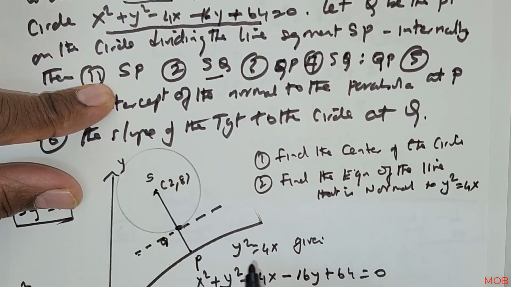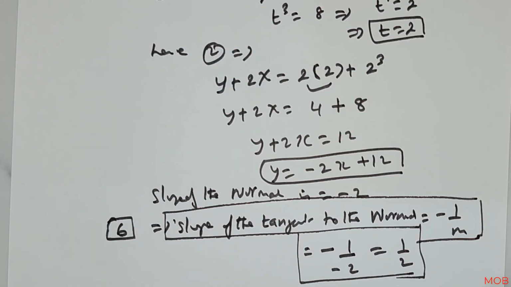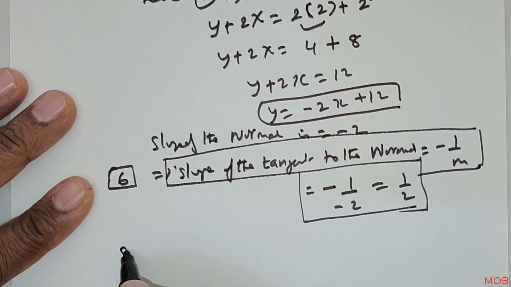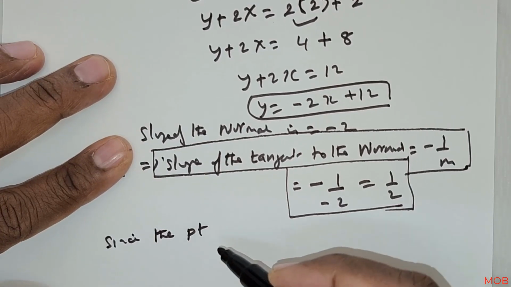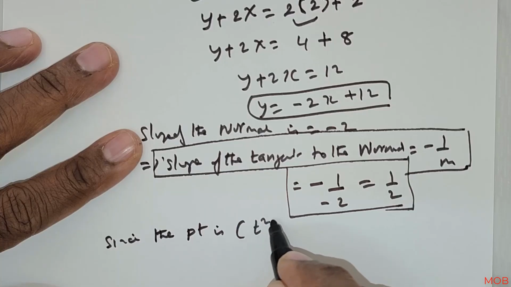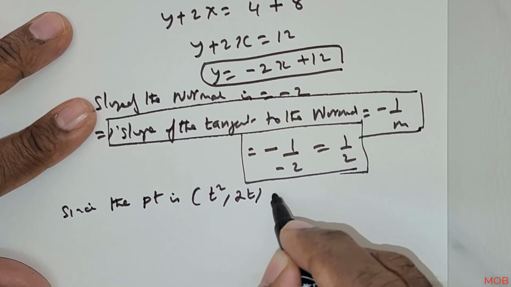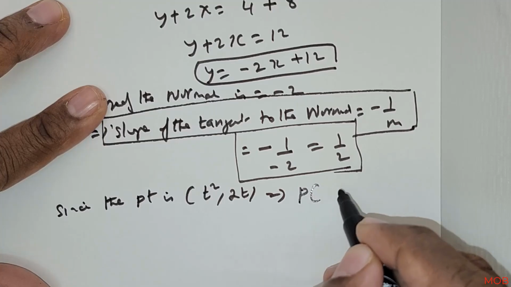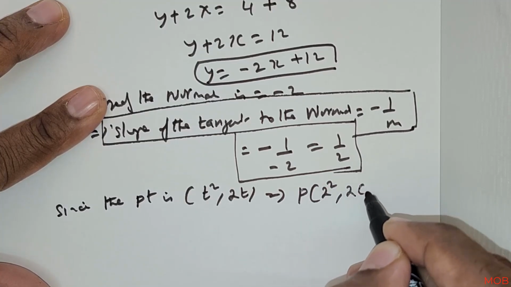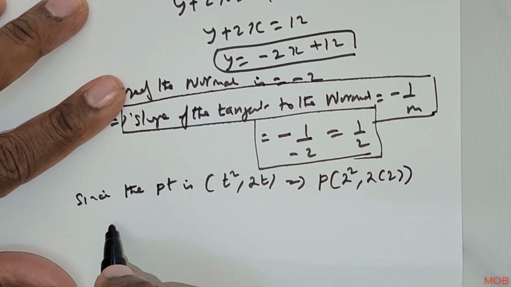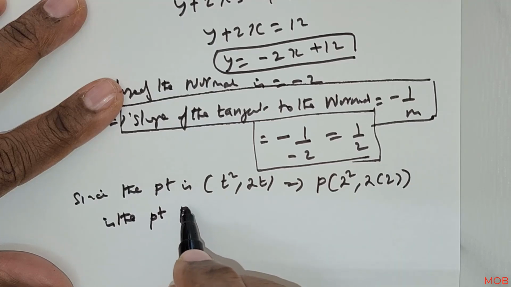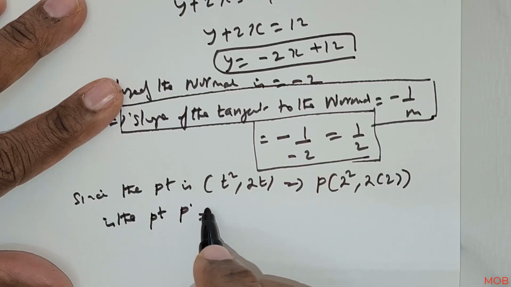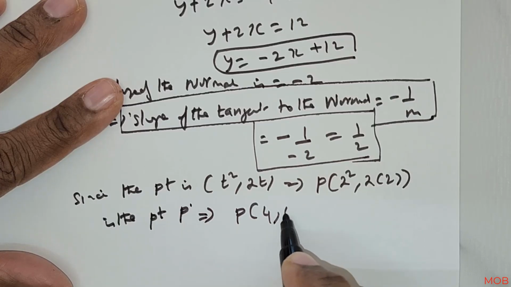Okay, now we can get SP. So how do we get SP? Since the point is t squared comma 2t, this means P of 2 squared comma 2 of 2t is the point P. Okay, so which means we have P to be 4 comma 4.